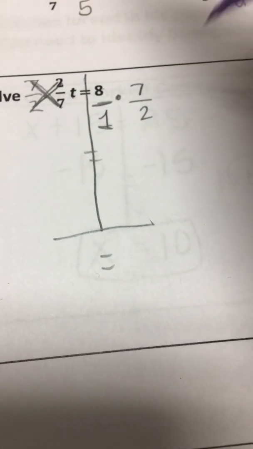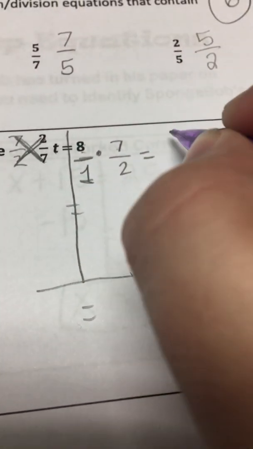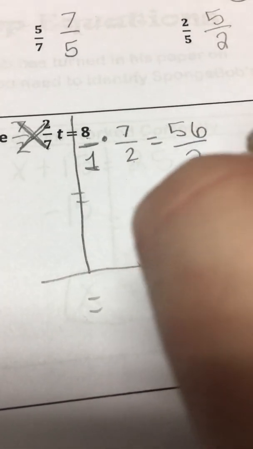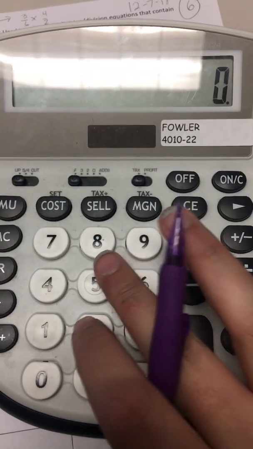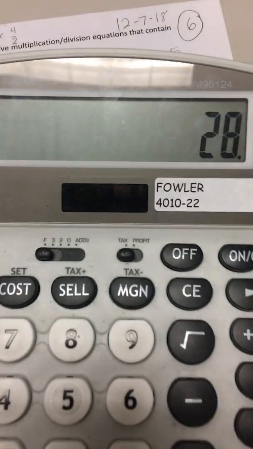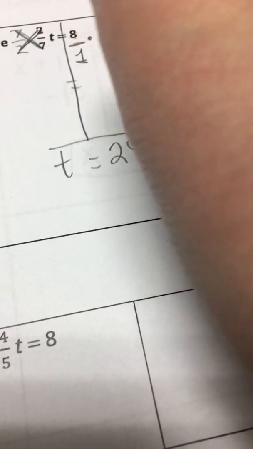So from here, I'm going to multiply straight across. 8 times 7 is 56. 1 times 2 is 2. Remember though, this is just a division problem, so let's see if we can simplify it. So I'm going to grab my calculator again. I'm going to do 56 divided by 2, and I get a new quotient. I get 28. So whenever I solve this work and I simplify, t is actually going to equal 28.